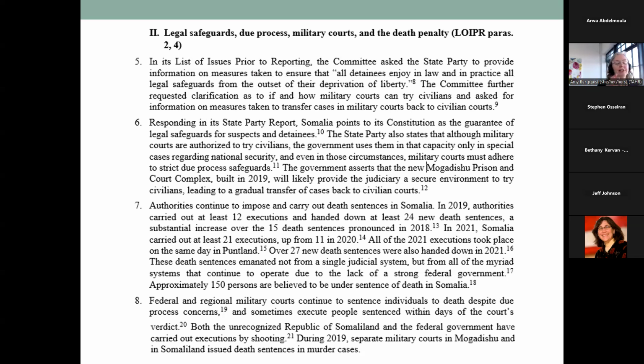And then the next paragraph: in response, here's what the government said in its reply. It says this, it says this. So paragraph 6 is just three sentences summarizing what the government asserted. And then paragraphs 7, 8, and so on provide that information on the ground. Here's what's actually happening. They're continuing to carry out death sentences. They carried out this many executions. Here's what we know.